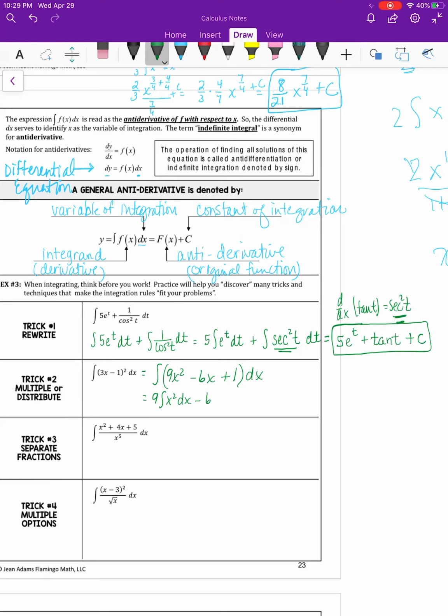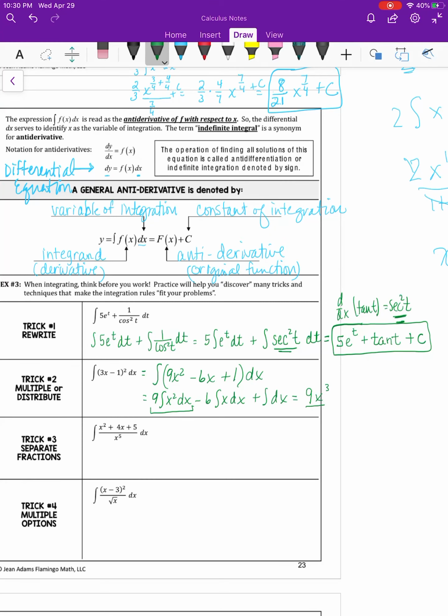Maybe since you're first starting out, you'd bring the 9 out front times the integral of x squared dx minus bring the 6 out front, integral x dx, plus this is just going to be integral dx because it's just a 1. But think about what could you take the derivative of that would just give you 1? Wouldn't it just be x? So when we get to that one, you'll be able to solve that.